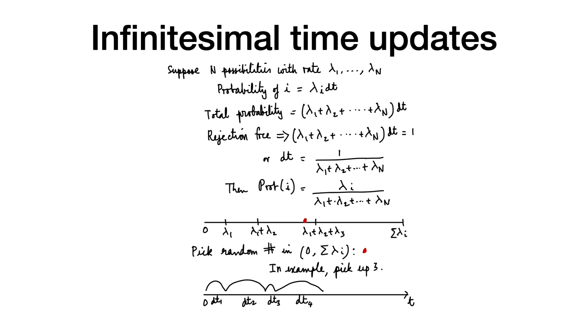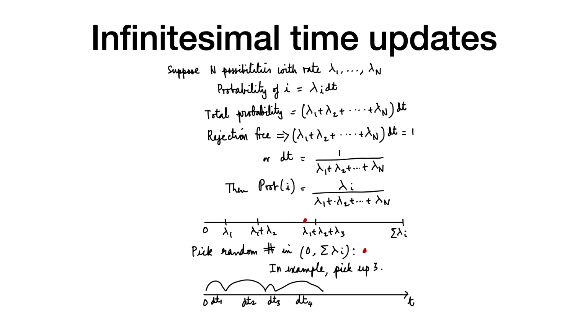Now, I don't want to make dt so small that nothing happens in that dt. I want to make the program rejection free. So I will choose my dt large enough so that an event always occurs. To do that, I can say that the probability of some event occurring is exactly 1. That fixes dt given the lambda i. Then once I know dt, I ask what is the probability the ith event occurs, that is lambda i divided by lambda 1 plus lambda 2 plus up to lambda n. So this is the standard procedure one might use.